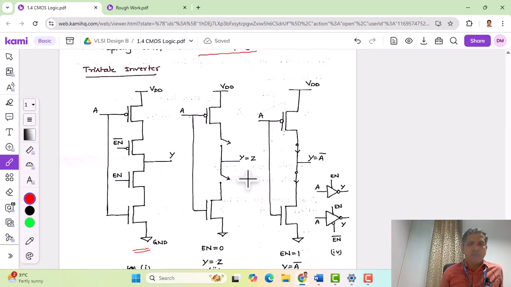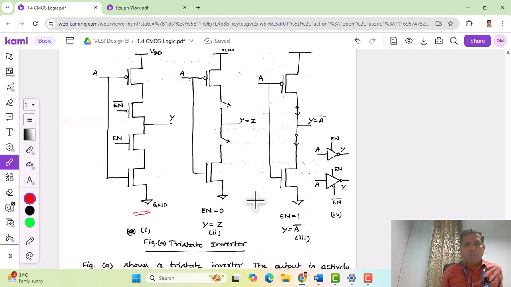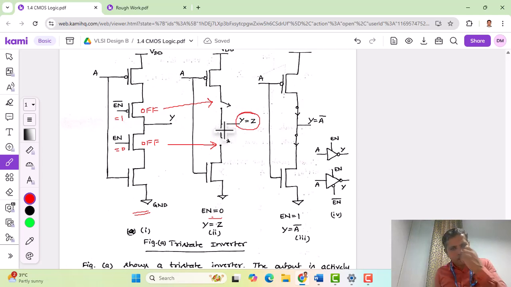Let us see the condition where enable is equal to 0, and what will happen here. When enable is equal to 0, enable bar equals 1, so these two transistors will be off. The switch equivalent is shown here. Both behave like an open switch, therefore the output remains in the high impedance state.